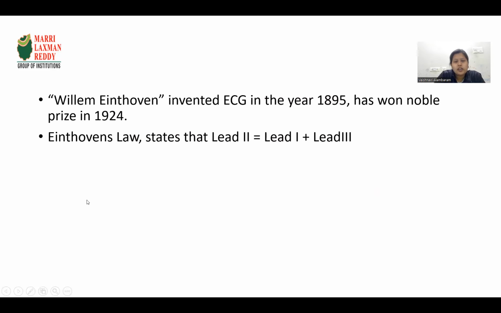Willem Einthoven invented this ECG in the year 1895. He won the Nobel Prize for this in 1924. Einthoven's law states that lead 2 is equal to lead 1 plus lead 3. Understanding the leads, your ECG is a 12 lead system. You have 3 bipolar limb leads, 3 augmented limb leads, and 6 precordial chest leads.